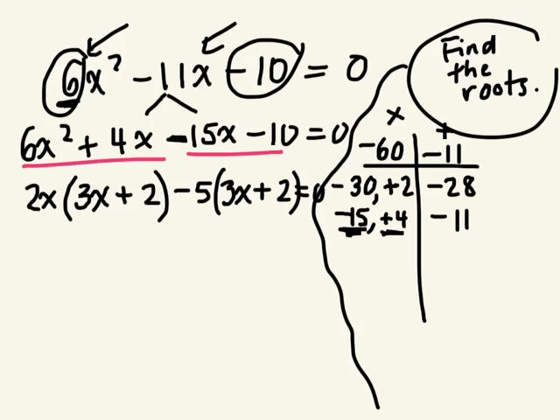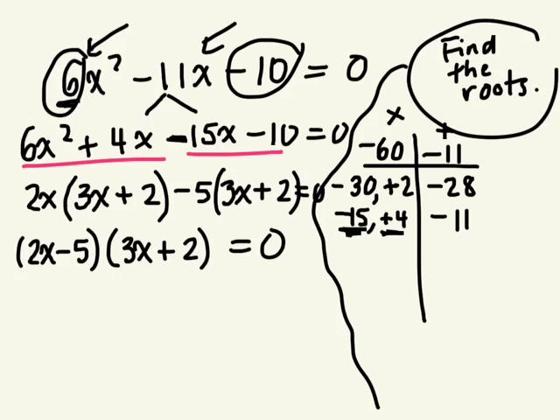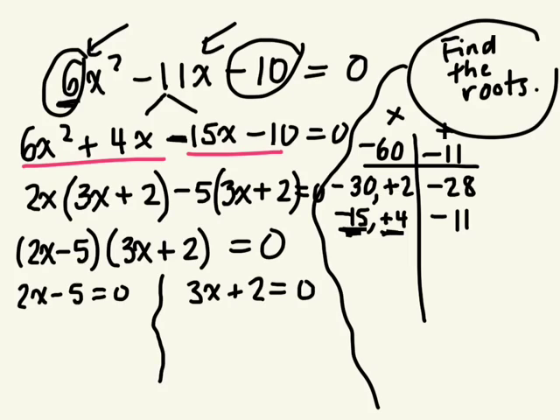So in factored form, what do we have? How do I write this in factored form? 2x minus 5, 3x plus 2 equals 0. We need to know what x is equal to. So I know that 2x minus 5 equals 0, and 3x plus 2 equals 0. Can you solve for x now for each one? So 2x equals, bring this over, positive 5, solve for x, divide by 2, x equals 2.5.